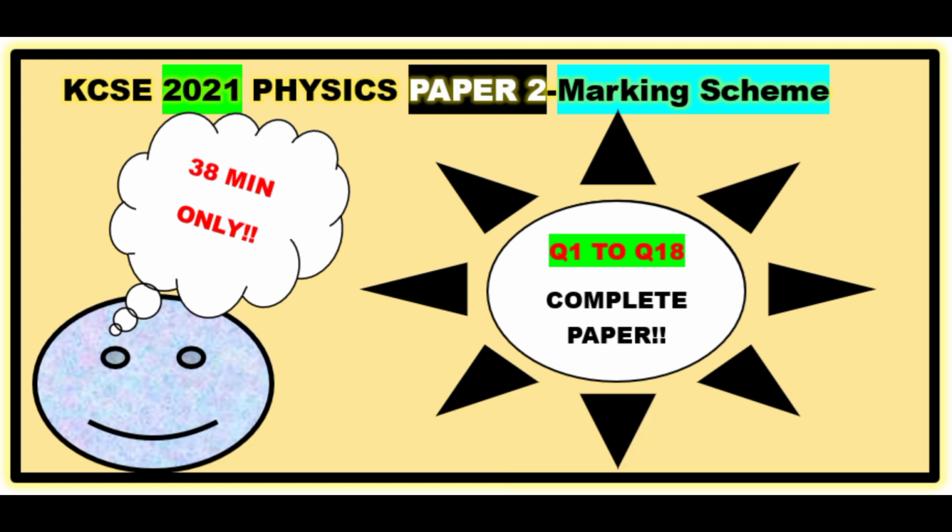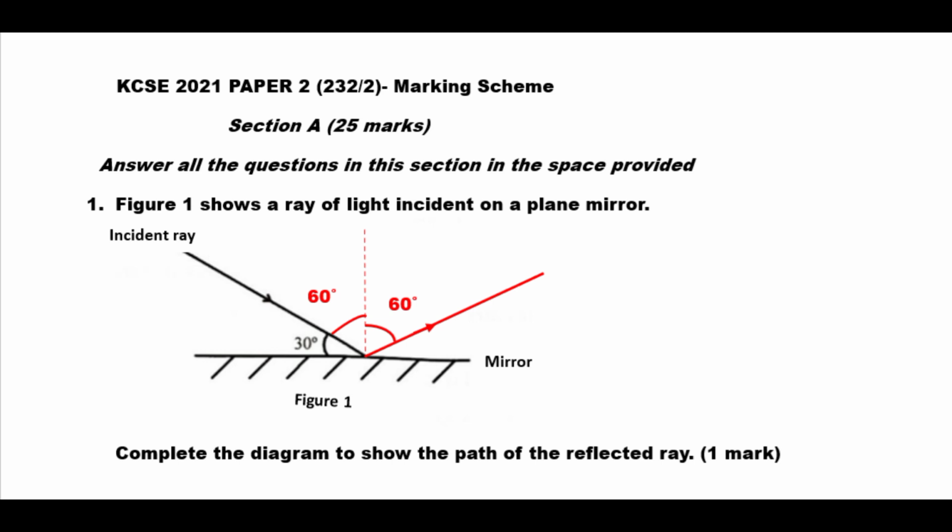So today we want to look at 2021 physics paper 2, that is KCSE paper 2 2021. So let's go to section A. So we start with the first part, section A, with 25 marks.